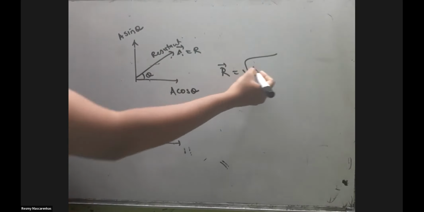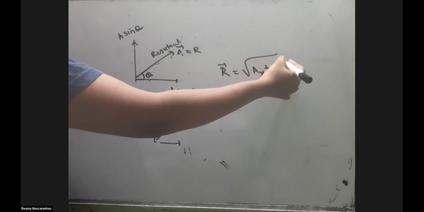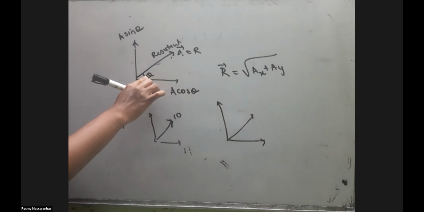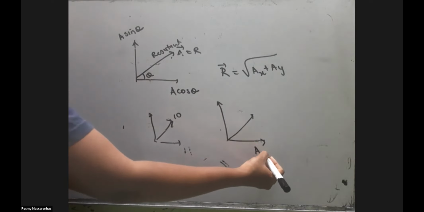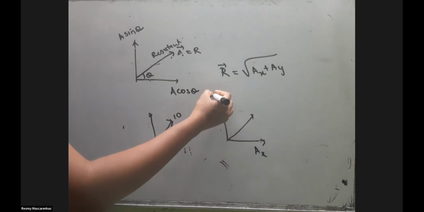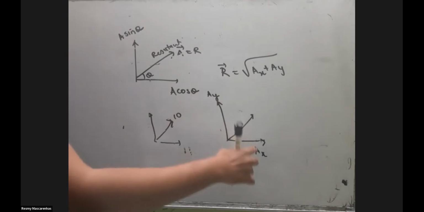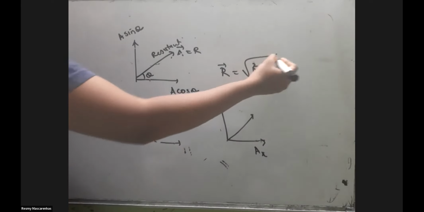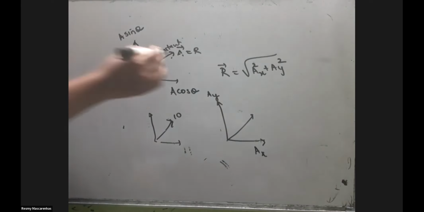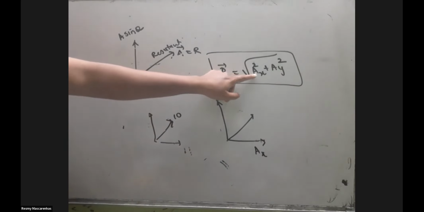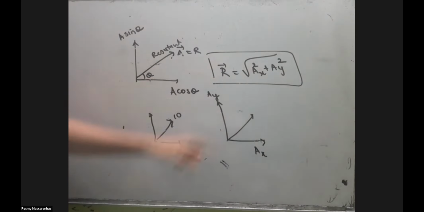Suppose you have AX, like this also you can draw. If you don't know theta, then you can represent it like this. This is your X component, and suppose this is your Y component. Then the resultant is root of AX square plus AY square. This is your resultant formula. So we'll put the options here and check if we are getting 10.